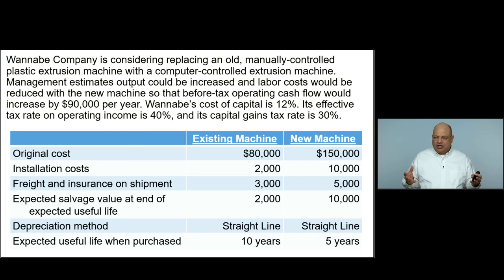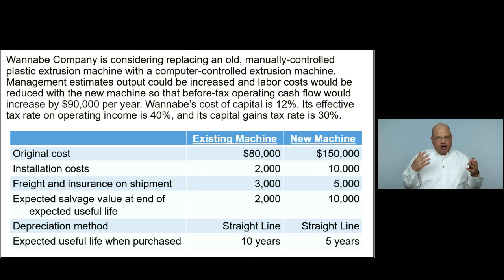So the tax adjustment is still the same. It's just that we have 2 different tax rates, one for operating and one for capital gains. Okay, so just another item. It doesn't make it more difficult, just one more thing that we need to pay attention to. So the original cost of the existing machine was $80,000.